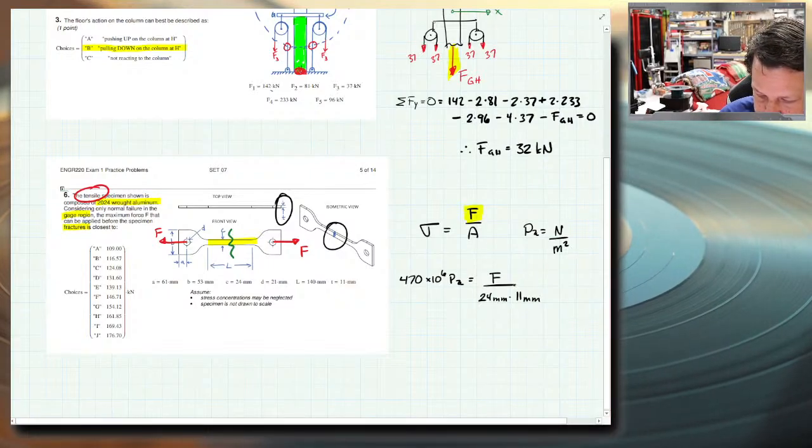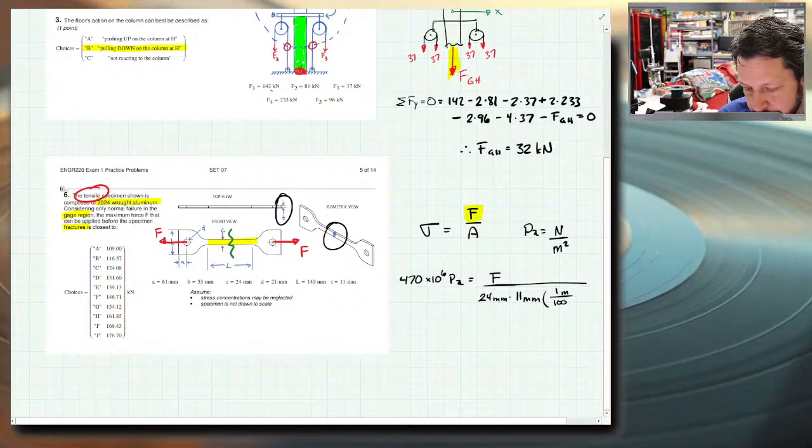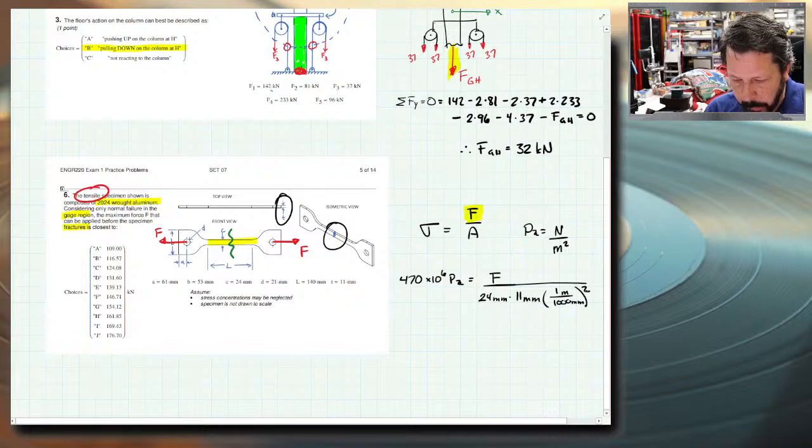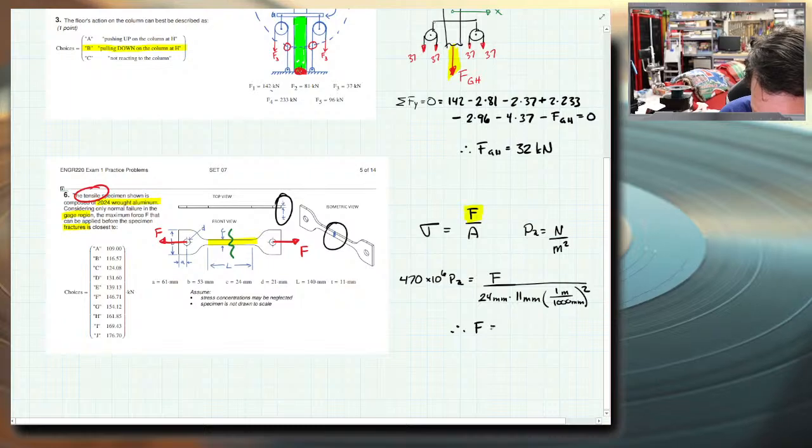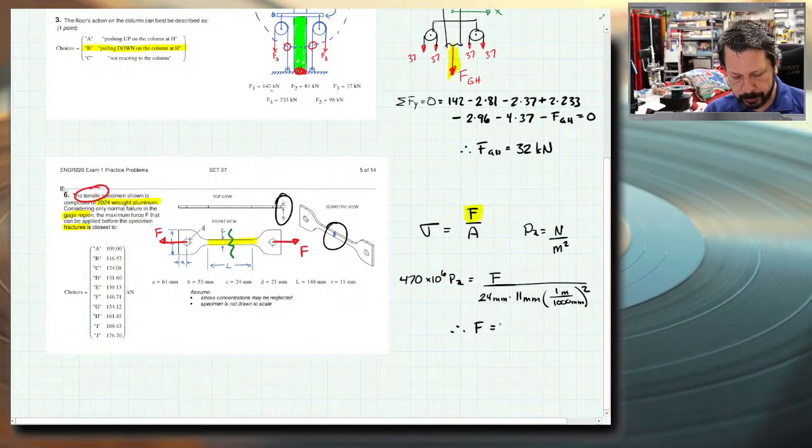So one way I could do that is, this is going to end up in millimeters squared. So I could multiply that as 1 meter is 1,000 millimeters, but it is squared, so I need to square that conversion factor. So I could do it that way. So therefore, F equals 470 million times 24 divided by 1,000. I'll do it this way: divided by 1,000 times 11 divided by 1,000.